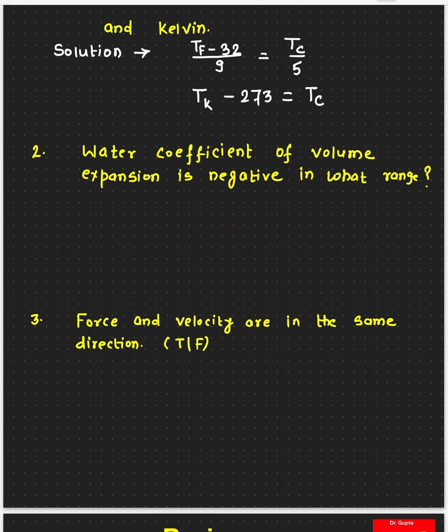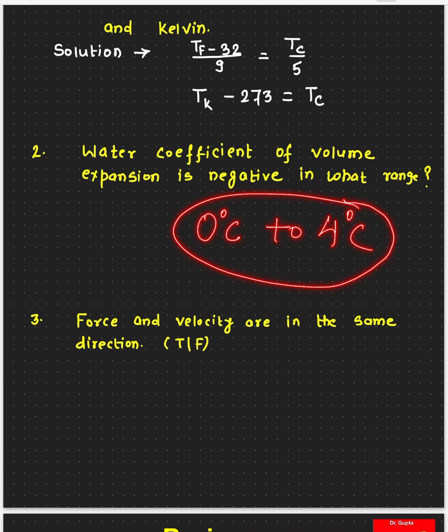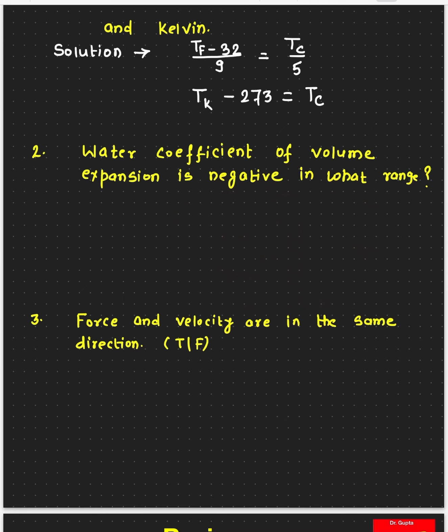But the coefficient of volume expansion is not negative in all range. There is a particular range of temperature in which the water, instead of expanding, it contracts. And that range is from 0 degree Celsius to 4 degrees Celsius. So in this temperature range, if you heat water from 0 degrees Celsius to 4 degrees Celsius, instead of expanding, it contracts or the volume decreases. And this we call the anomalous expansion of water.